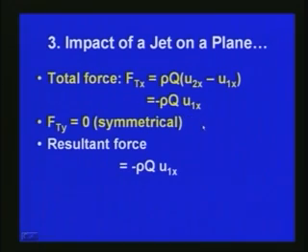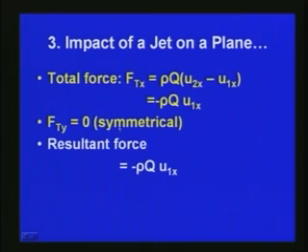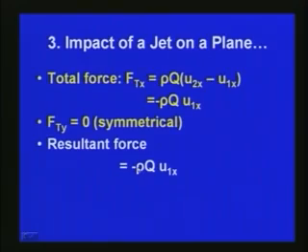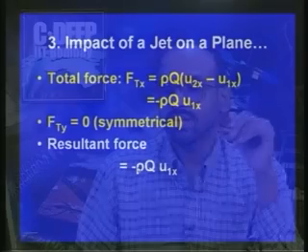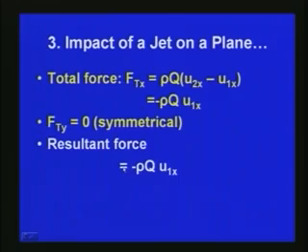And due to the symmetry, the force in the y direction, Fty, is equal to zero. So the resultant force finally we can write as minus rho q into u1x. For this particular case, this is a simple case where a jet is hitting at 90 degrees on a flat plate. We do not consider the friction on the plate; we assume that the plate is smooth. So in the x direction the resultant force is given as minus rho q u1x, where rho is the density of the fluid, q is the discharge of the jet hitting the plate, and u1x is the velocity of approach in the x direction.